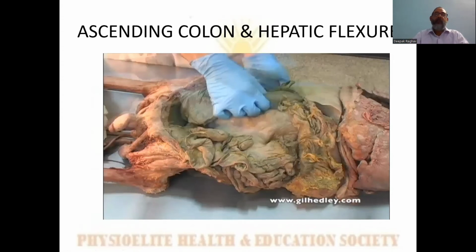Now come to the ascending colon and hepatic flexure. On the right, the beginning part of the colon is the ascending colon. Here, after the caecum, this is the ascending colon, and the hepatic flexure is the turn between the ascending colon and transverse colon. This here is the hepatic flexure, an angled bend of the colon between the ascending and transverse colon.